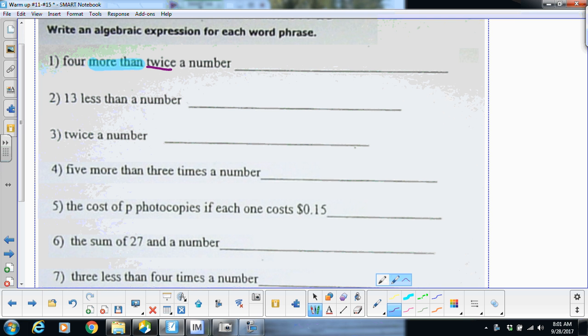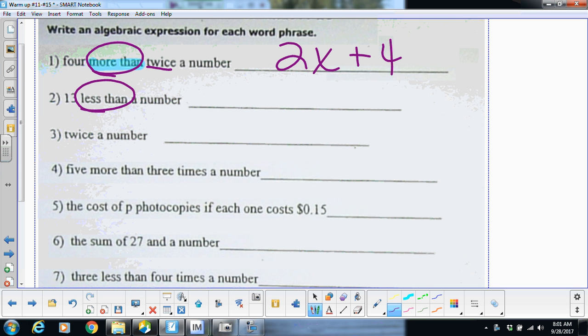For more than, anytime you see more than or less than, remember that's going to go at the back. So +4 would go at the back. And then twice a number is going to be 2 times any number that we don't know, so it's going to be x. The same thing with number 2. If it's 13 less than a number, we're going to subtract 13 from the end, and that number we don't know again, so it will be x. The reason we put it at the end is if I ask you what is 13 less than 15, you tell me 2, and you did that by doing 15 minus 13, not 13 minus 15.